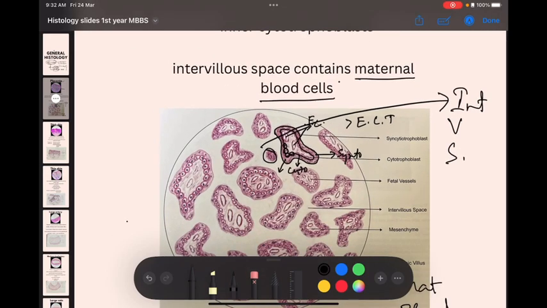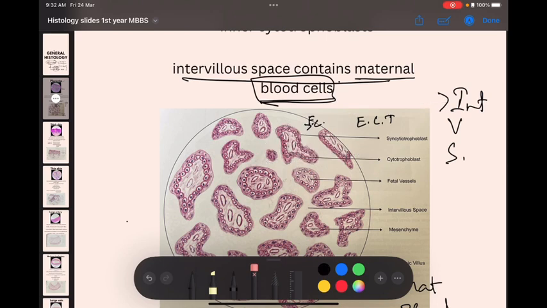Intervillus space, maternal blood. Diagram, have a look at the diagram again.